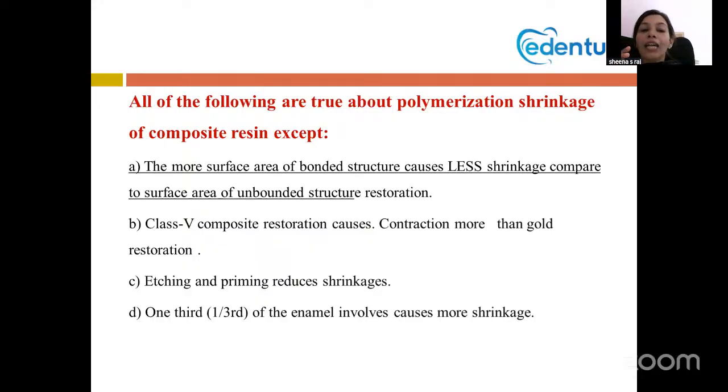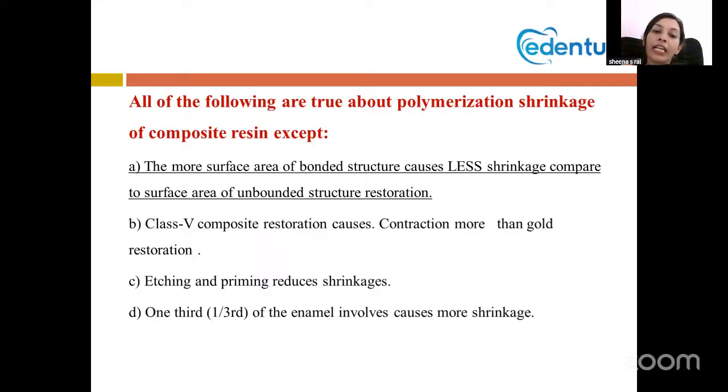C. Actually, etching and priming reduces shrinkage. That is an added method to reduce shrinkage. Second, one-third of the enamel involved causes more shrinkage. Yes, enamel involvement actually causes shrinkage. Third, class 5 composite restoration causes contraction more than gold. Of course, class 5 actually causes more contraction.